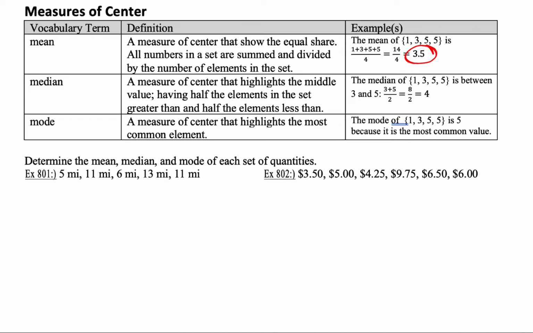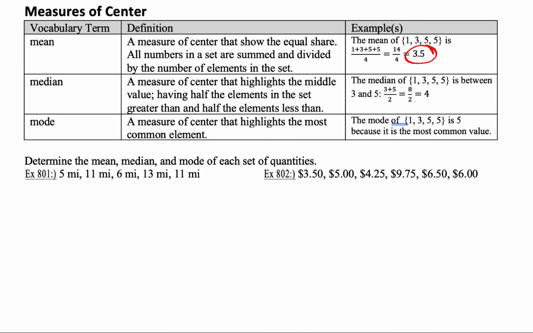3.5 is the mean. The median is the measure of center that highlights the middle value, having half the elements in the set greater than and half the elements less than. So it's trying to cut the set in half right in the middle.